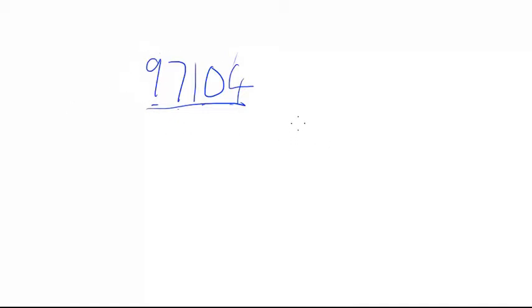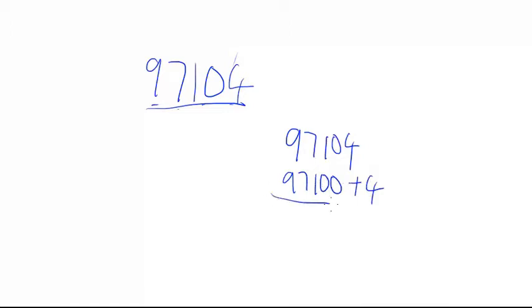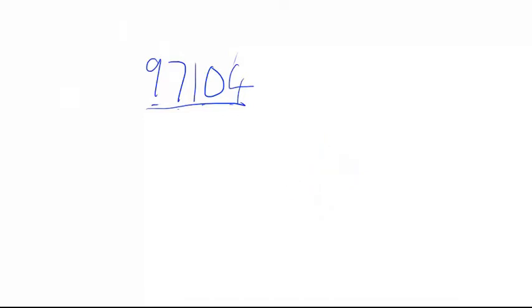Okay, first of all, 97,104. This is 97,100 plus 4, right? Well, this ends in 2 zeros, so this is a multiple of 100. And 100 is a multiple of 4, so this is a multiple of 4. And of course, 4 is a multiple of 4, so multiple of 4 plus multiple of 4, so a multiple of 4. Which means 97,104 can be divided by 4.